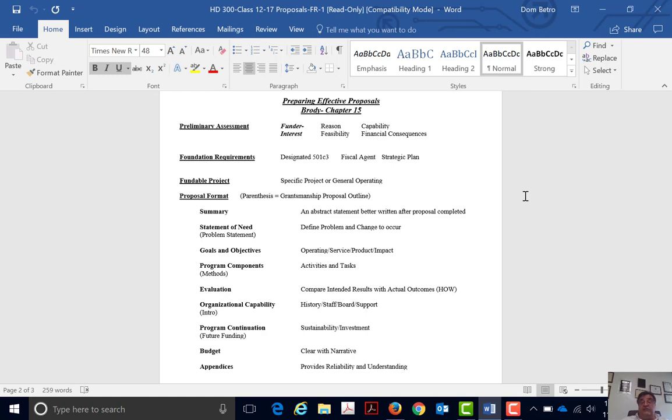It really is very good, and I use this as well with new program managers to orient them into how they should organize their thoughts around a proposal. This, once again, is not too different from the case statement, but it's more in the format of the way you ask for proposals. And here are the categories.